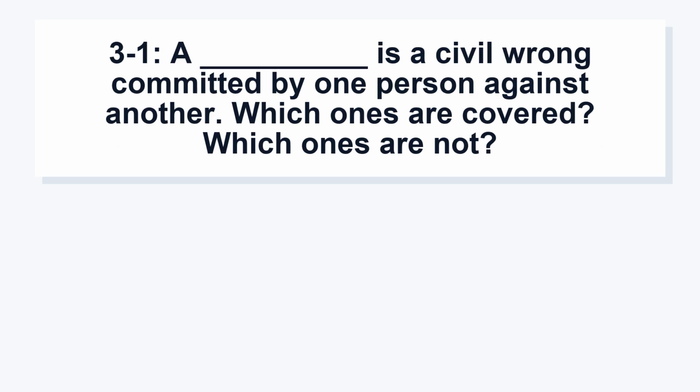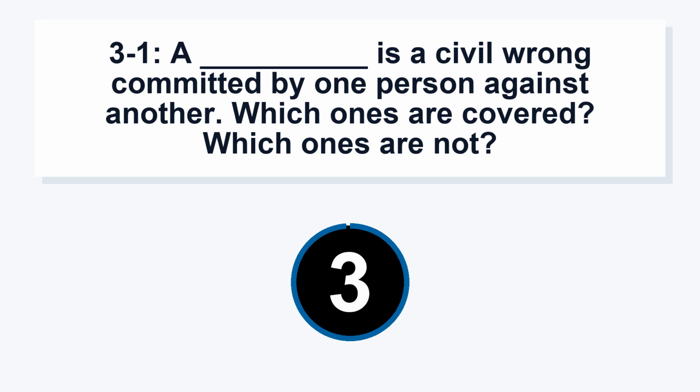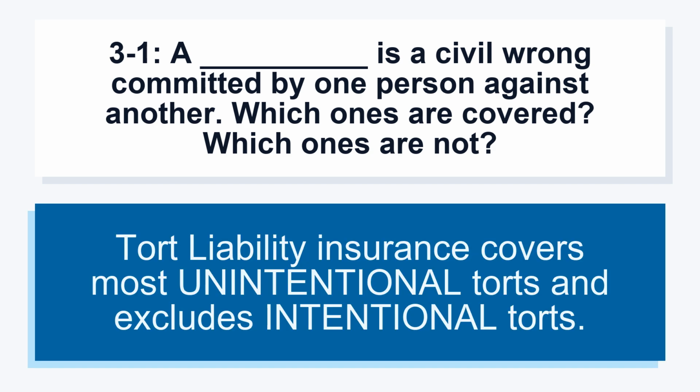3 to 1: A ____ is a civil wrong committed by one person against another. Which ones are covered? Which ones are not? Tort liability insurance covers most unintentional torts and excludes intentional torts.